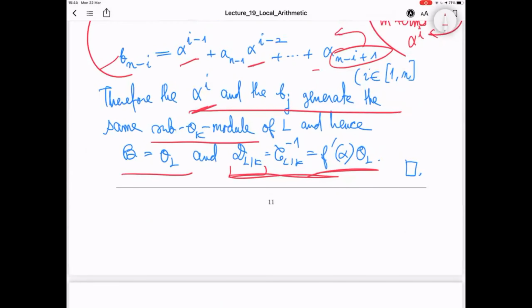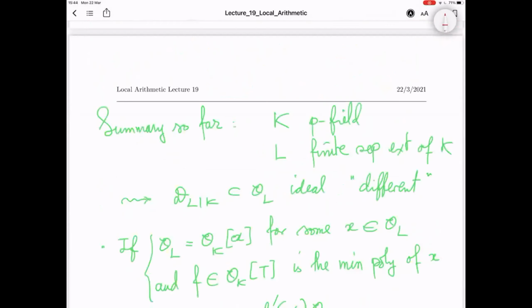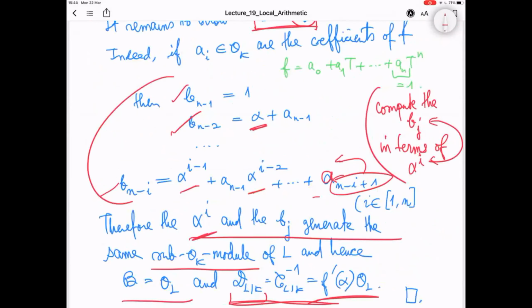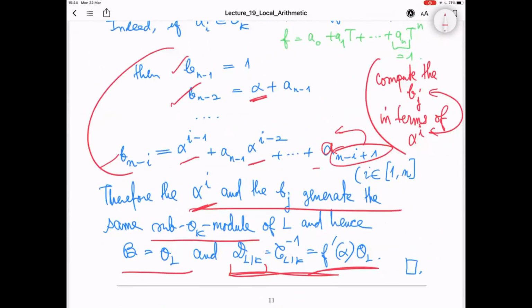Sir, hello, sir. The last term is a subscript n minus i plus 1. The subscript is correct, but it's a... Yeah, so maybe it's a... You're right. Then it's not the exponent, but just a subscript.